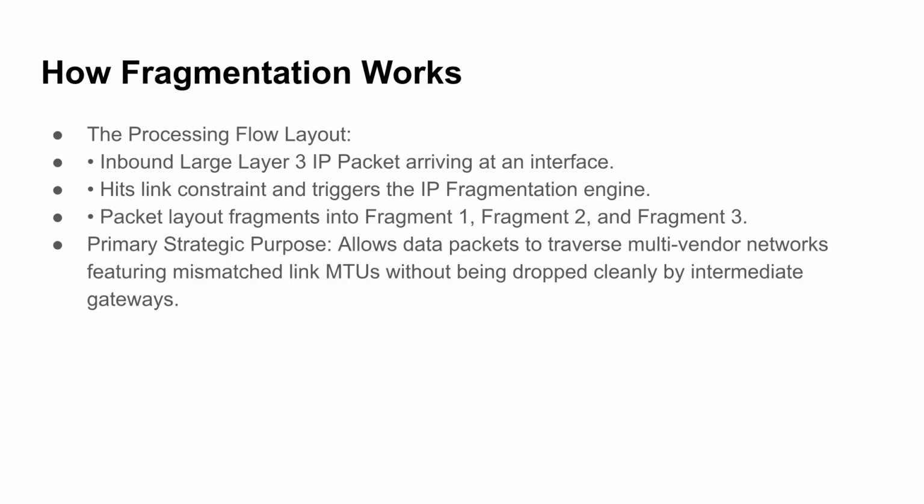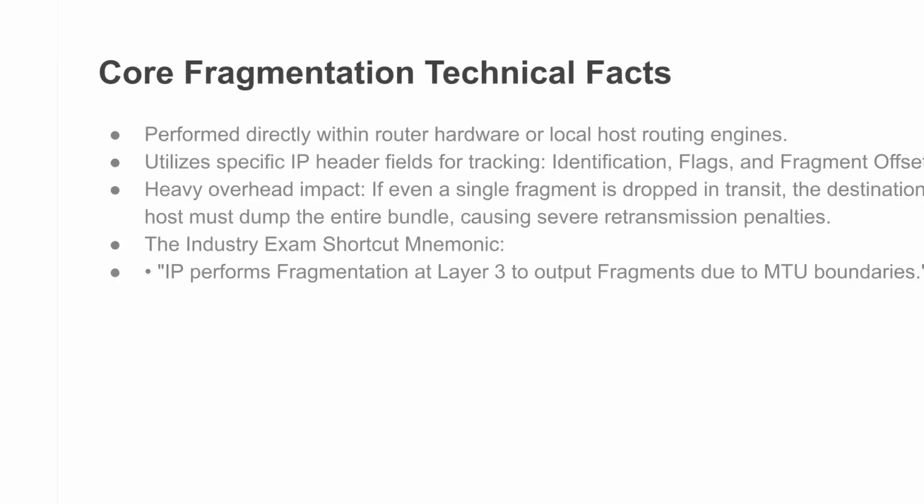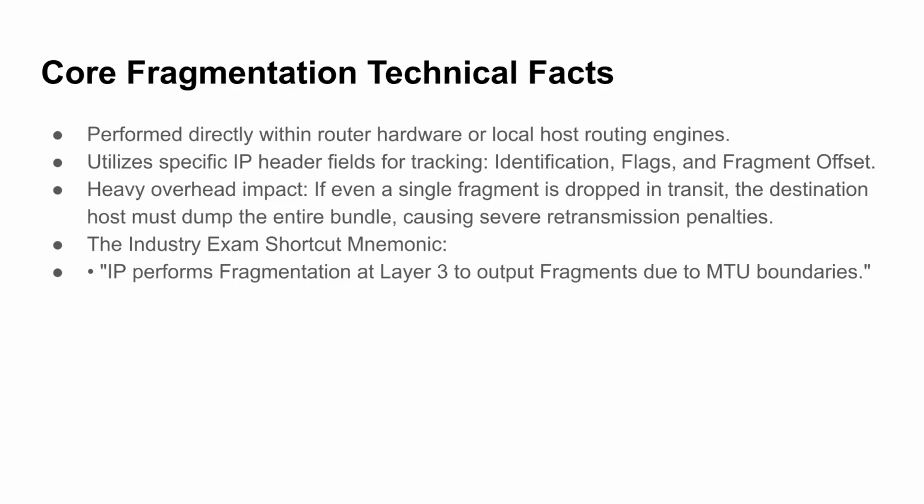When a large IP packet arrives at an interface and exceeds the MTU, the fragmentation engine triggers, splitting the packet into smaller parts. This allows data to successfully traverse diverse networks with varying link constraints without being dropped. Fragmentation happens within router hardware or local routing engines, using IP header fields like identification and flags to track the data. If a fragment is lost, the entire bundle is discarded, causing retransmission delays. Remember, IP performs fragmentation at layer 3.